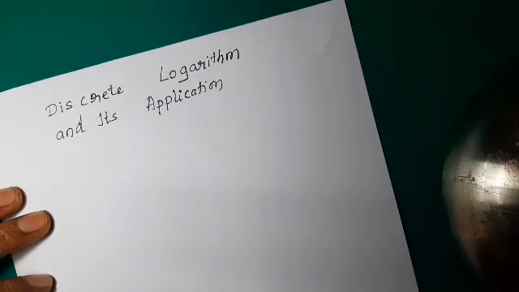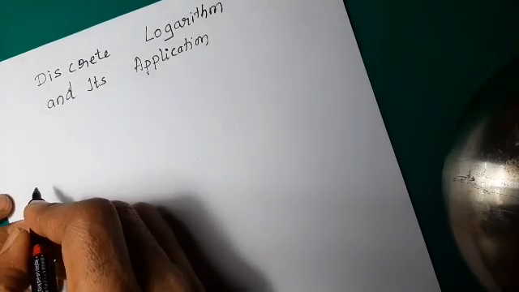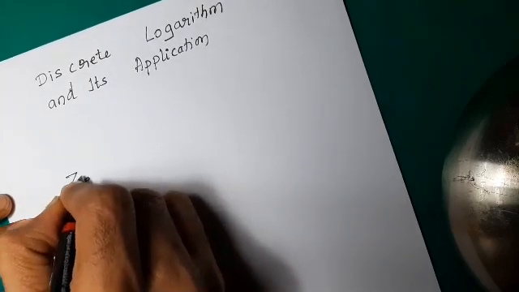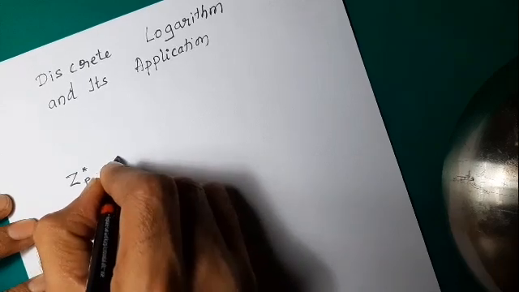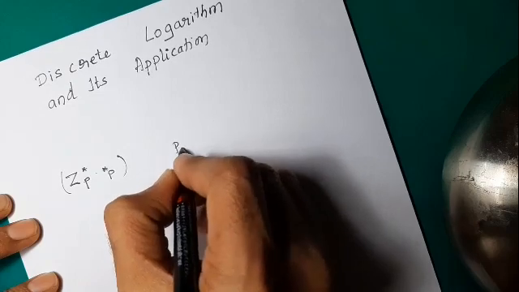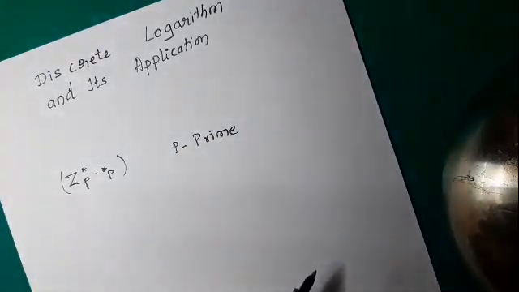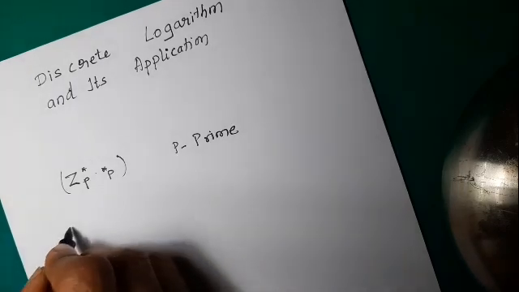Good morning. Today we are going to discuss the discrete logarithm and its application chapter. Consider the finite multiplicative group Zp, where p is prime. Let g be the generator of the group.